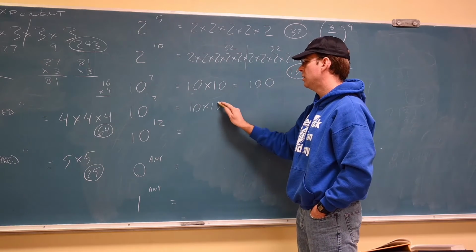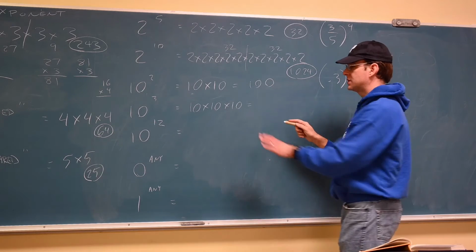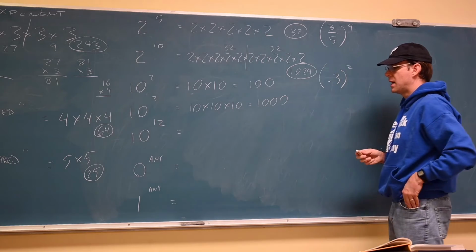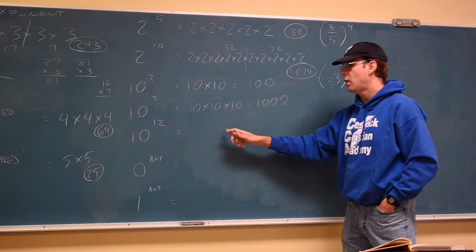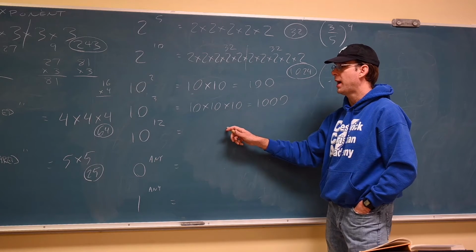If we go 10 cubed, 10 times 10 times 10, the 10 times 10 originally was 100, throw on another 10, we'd be up to 1,000. 10 to the 12th, I'm not going to write out 12 tens. I refuse to do that. What I'm going to do is look here for a pattern.